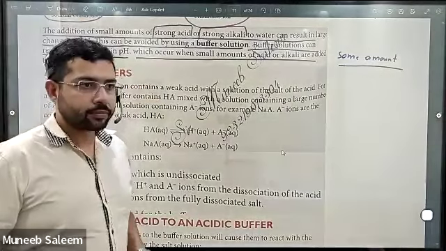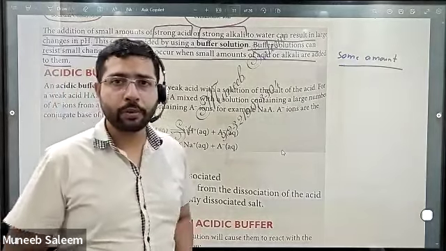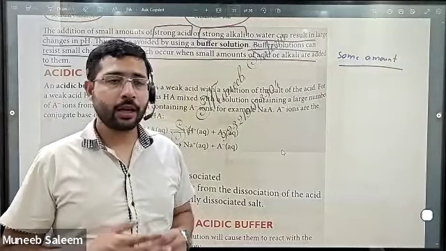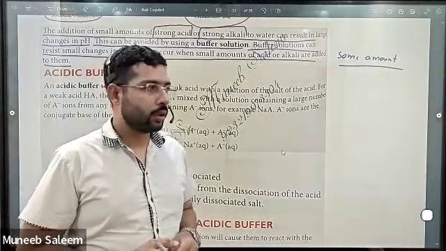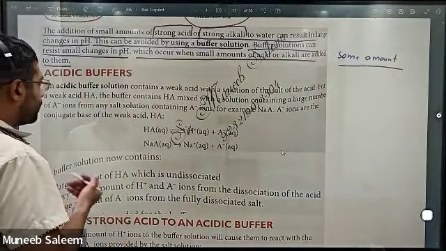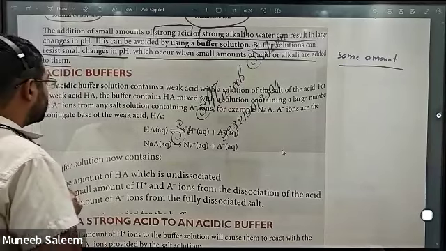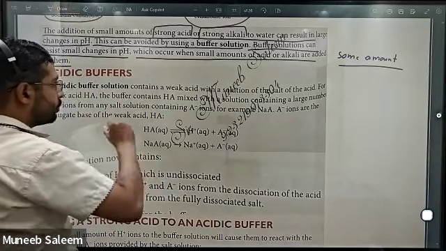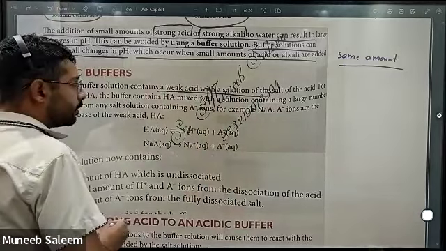Today we shall continue from the topic which we were doing about the buffers. So basically, a buffer was stated as a solution of two components which will try to resist a change in the pH by externally added acids or bases. Now we'll see the action of the acidic buffer, and first we will define what the acidic buffer is. An acidic buffer solution is a type of solution which contains a weak acid with the salt of the acid.